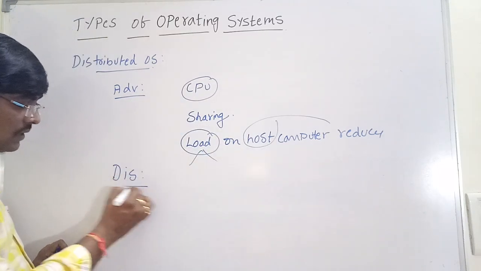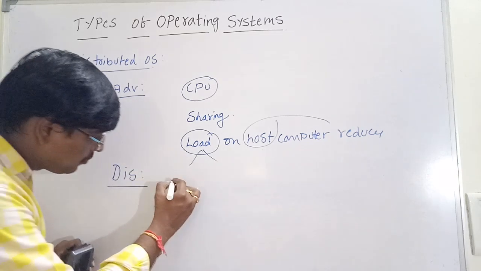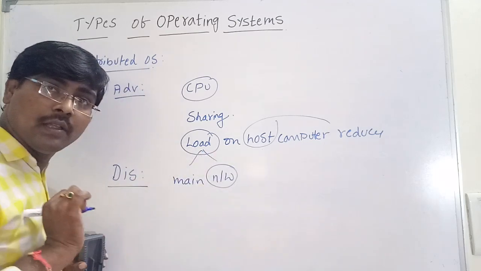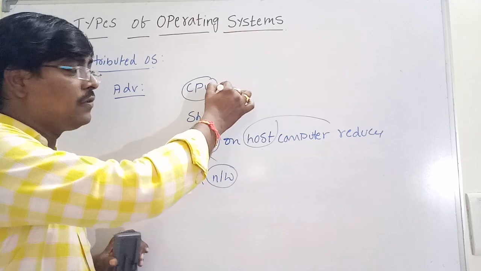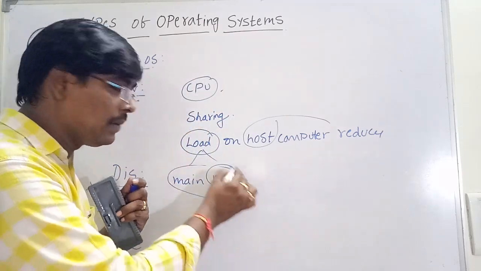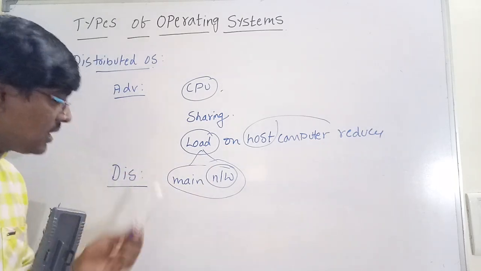But coming to disadvantages, one of the main disadvantages is this: if there is a failure in a single CPU, no problem, but if there is a failure in the main network, the entire process is closed.